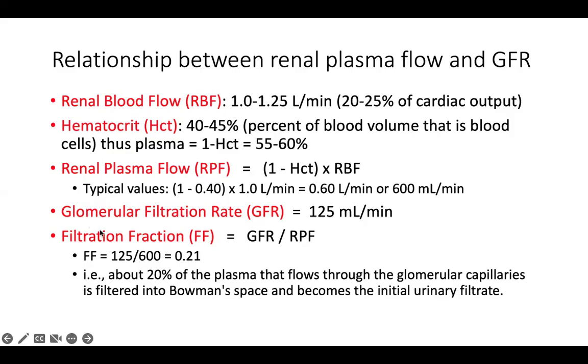And then if you look at the filtration fraction, you're just taking your GFR and dividing it by your renal plasma flow. So 125 divided by 600 gives you 0.21. So translating that into a description, that means about 20% of your plasma flow getting to the glomerular capillaries is then filtered into the Bowman space to form the initial urine filtrate.